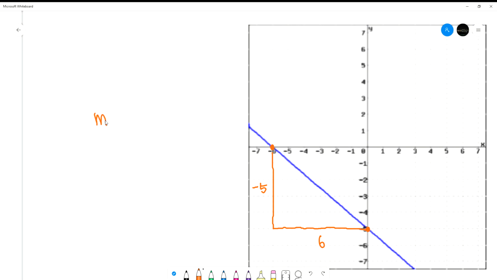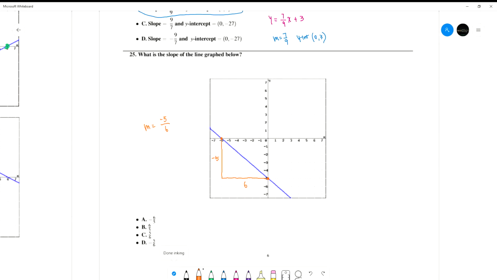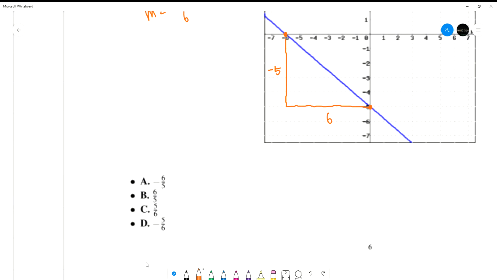So the slope is equal to, oh, that's a terrible m. The slope is equal to the change in y, so it's down 5 over the change in x, which is right 6. That is the slope. And as you can see there, it's answer choice D.